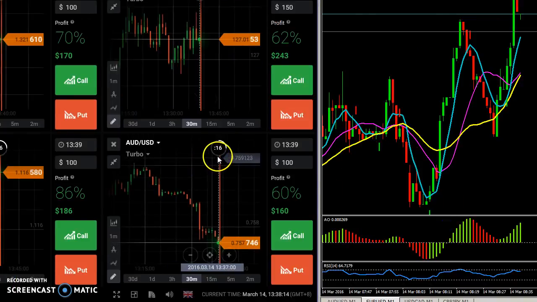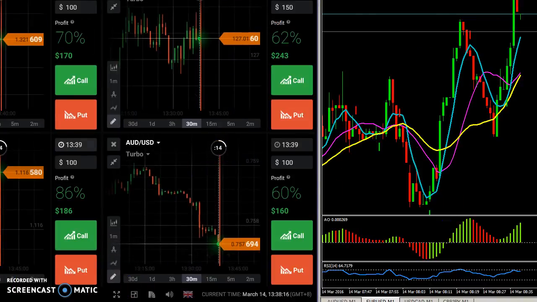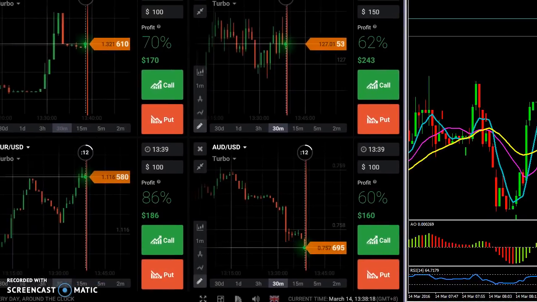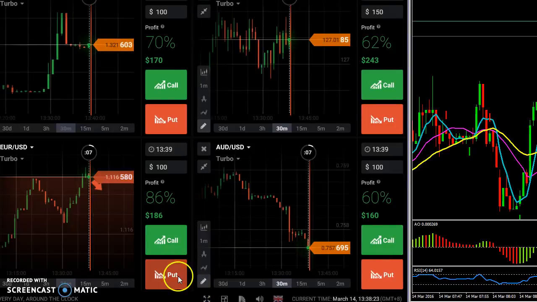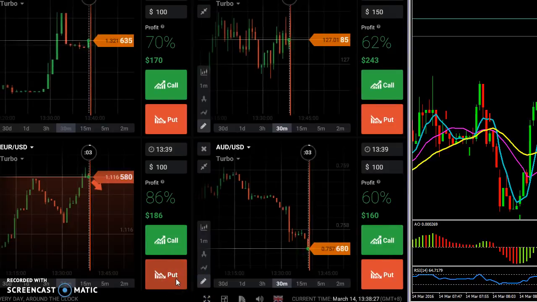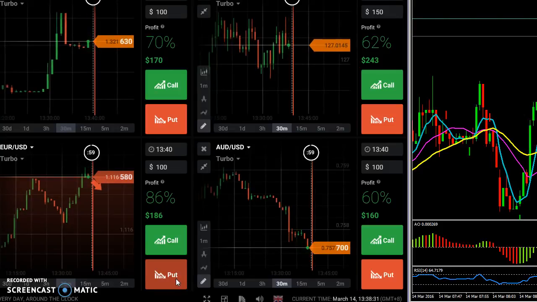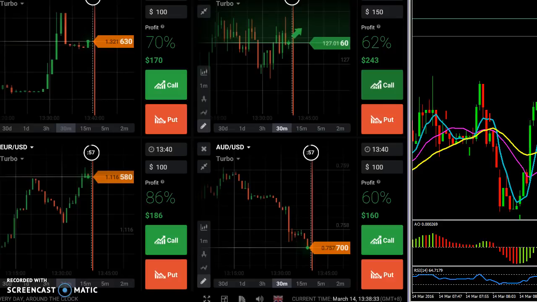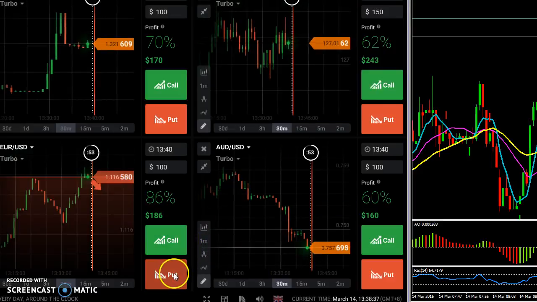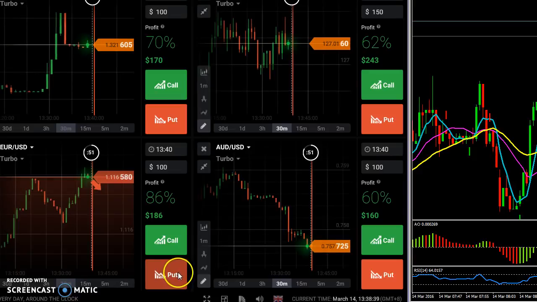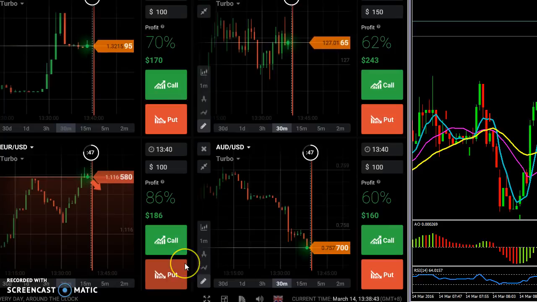Okay, Euro USD put. This one looks pretty good. Just waiting to see if it's going to go up because it is hitting some resistance from the bottom. Doesn't look like it's going to go up.